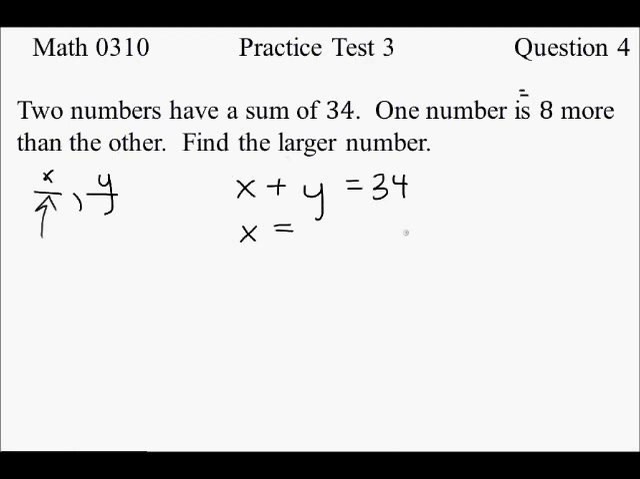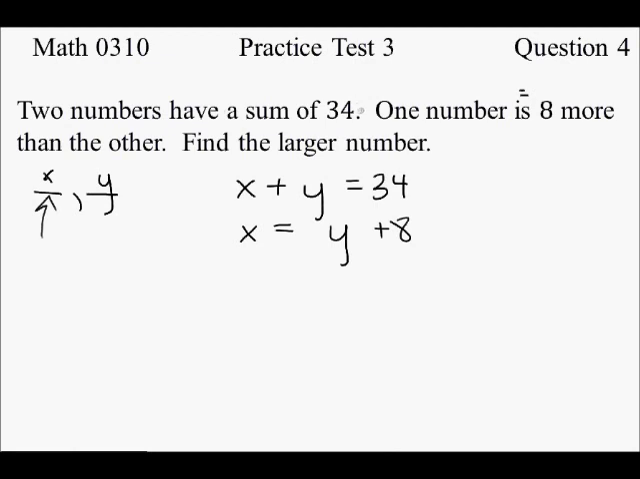8 more than means we're going to be adding 8 to something. So I'm going to put a plus 8 here. 8 more than the other, and so I guess the other number would be y. So we have our two equations here. Again, this first equation, two numbers have a sum of 34.